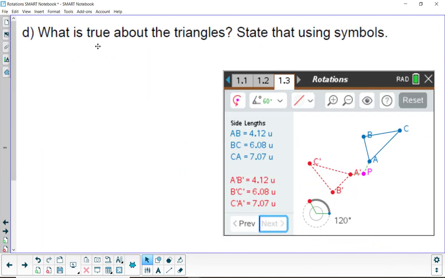And part D says what's true about the triangles. We're going to state that using symbols. And of course the two triangles are congruent. Make sure you have the correspondence there. A to A prime, B to B prime, C to C prime.